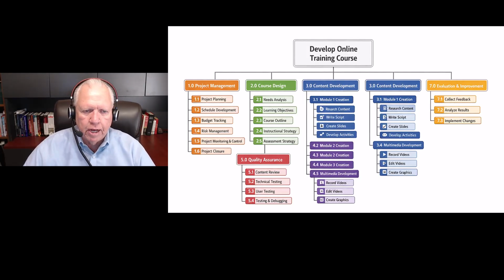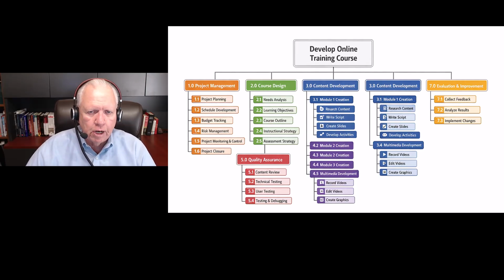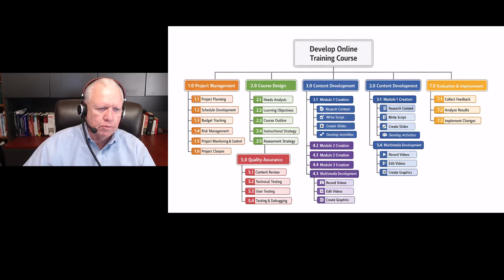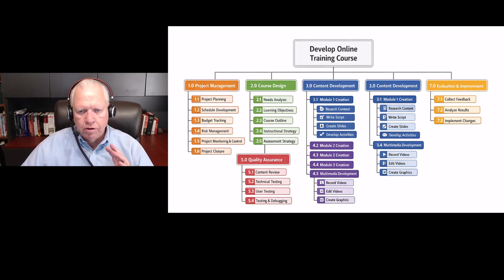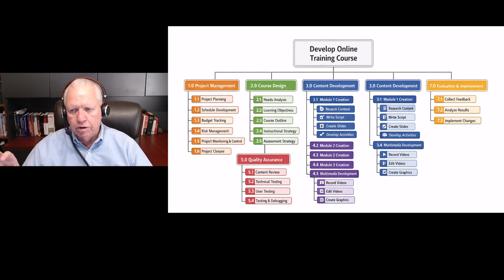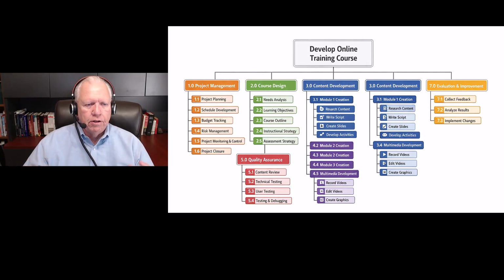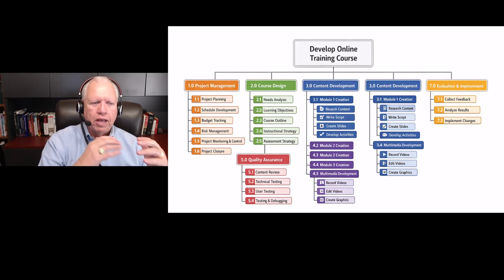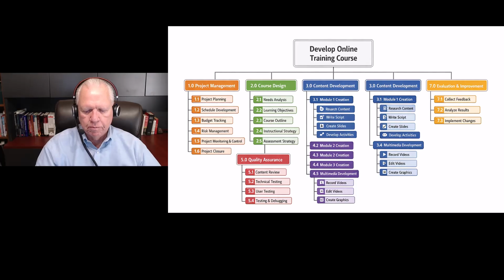So this is an example of a work package. This is the graphical version of this. It can be in outline form as well. This is on developing an online training course. We took project management, and you see the course design, you see content development in a couple of different places. You'll notice also over here you see module creation, recordings, quality assurance, and over on the 7.0, evaluation and improvement. So we broke it down into this. Now all of the subpoints are going to be your work packages. Those at the top are just identifying all the items that are going to be underneath that deliverable.